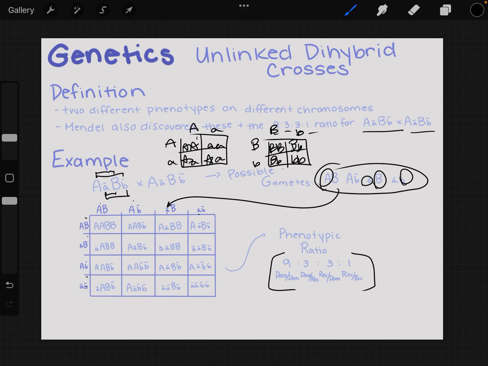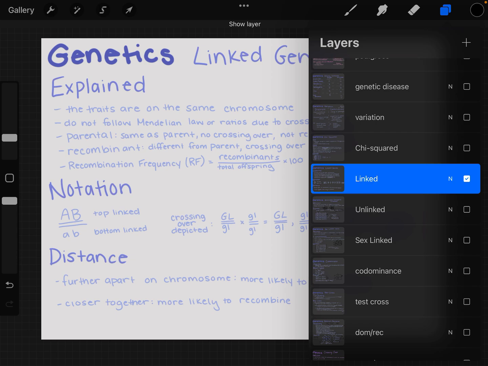But I'd say it's probably just easier to go about it this way, unfortunately. Unless you're looking to find whether a certain genotype is possible, it's easier to go about it with the big Punnett square, unfortunately.